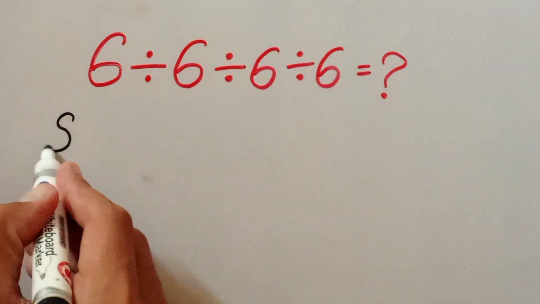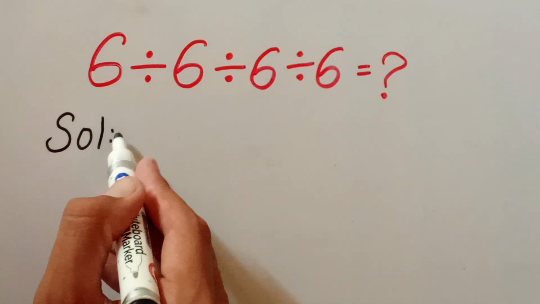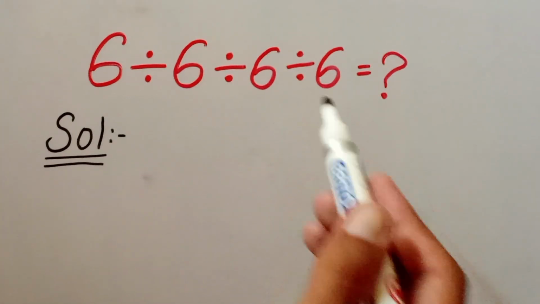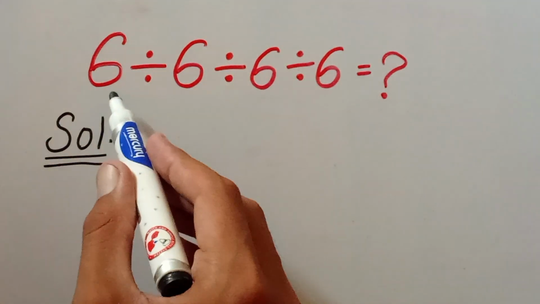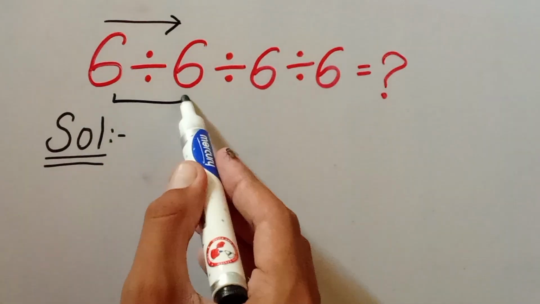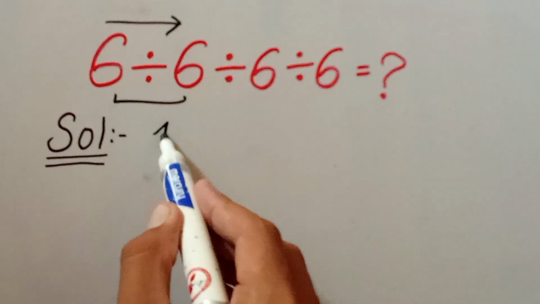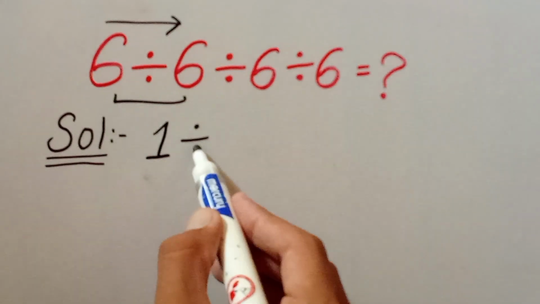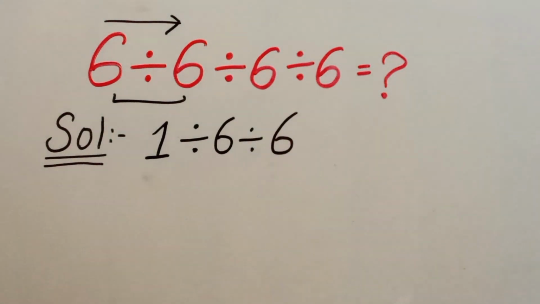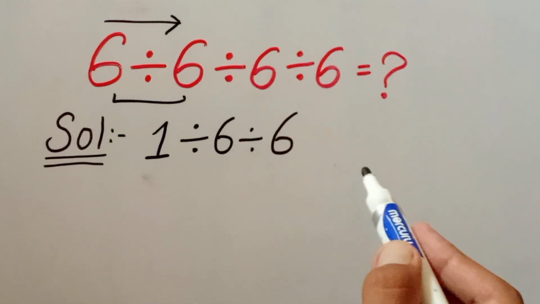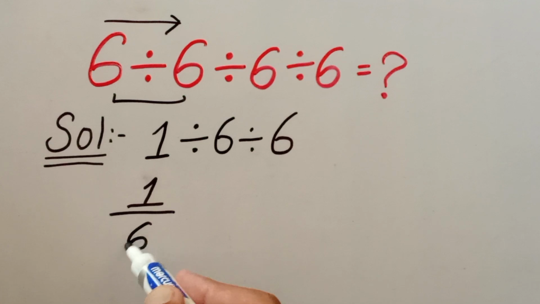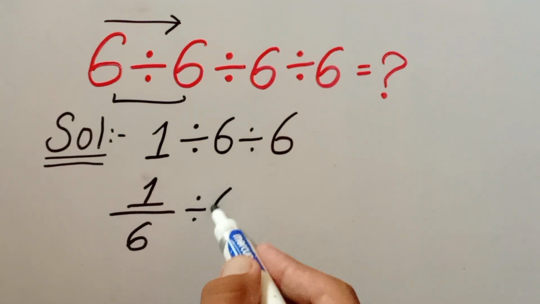So guys, our solution is: whenever an expression has more than one division, we solve it from left to right. So firstly, 6 divided by 6 is equal to 1, divided by 6 divided by 6. Now here I can write it as 1 divided by 6 divided by 6.